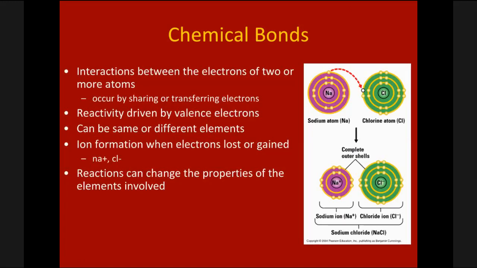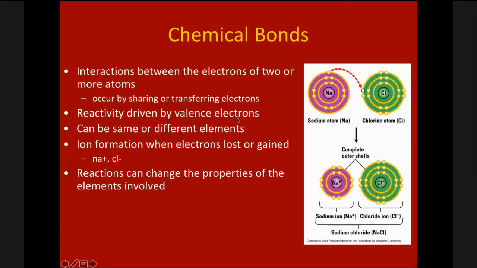So a chemical bond is going to be an interaction between the electrons of two or more atoms. It could be two of the same atoms. It could be different atoms. It could be 5 atoms. It could be 1,000 atoms, right? Well, maybe not 1,000, but it could be multiple atoms that are forming a chemical bond. And I'll show you some pictures in just a bit.